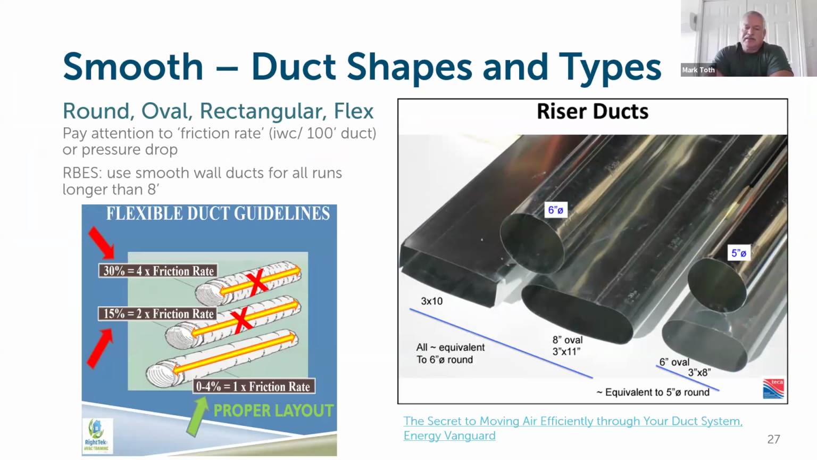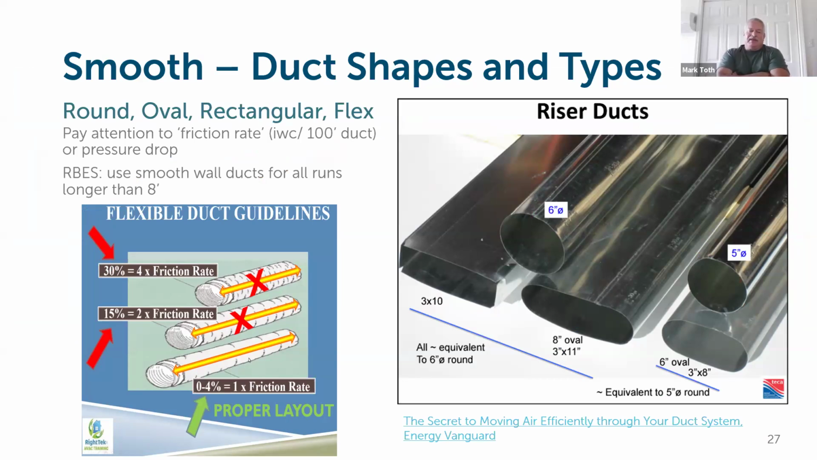So smooth duct, hard duct, we call it, the metal duct, is always going to have better airflow than flexible duct. I mean, flex duct has its place. It's very easy to run. It is pre-insulated and people like to use it because it's quick and easy.